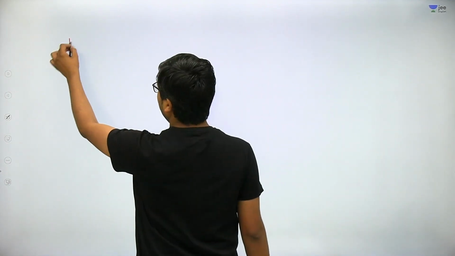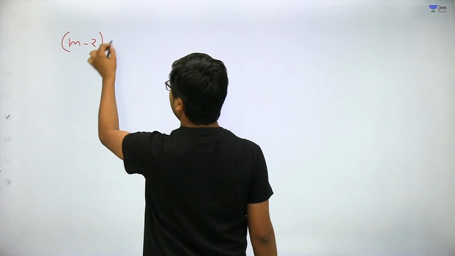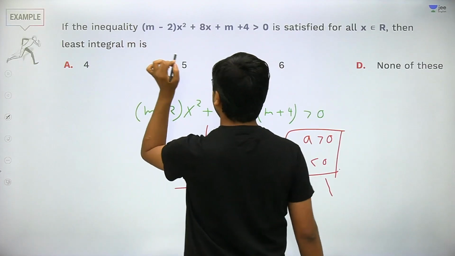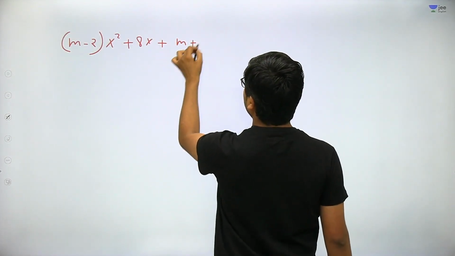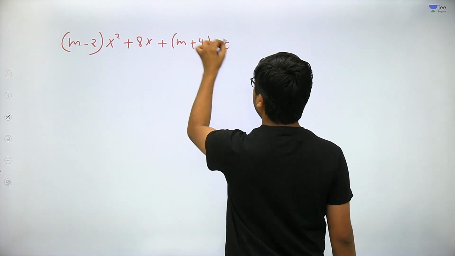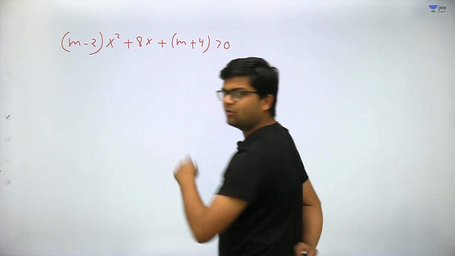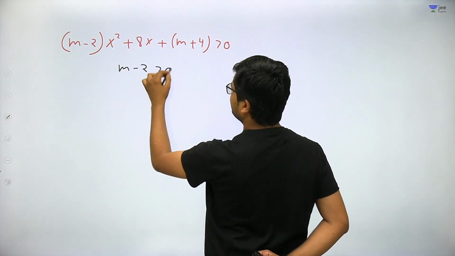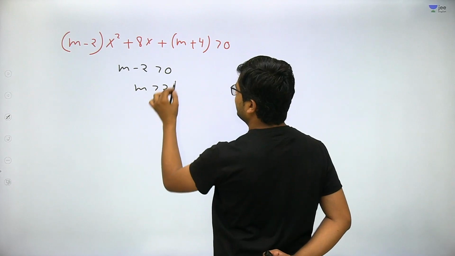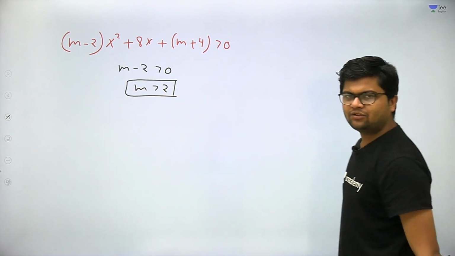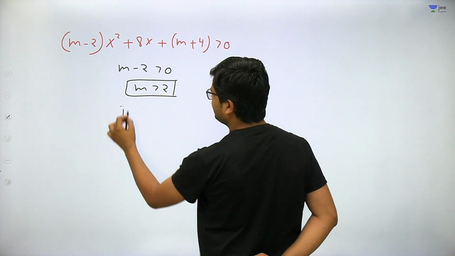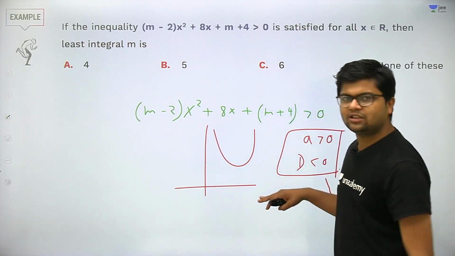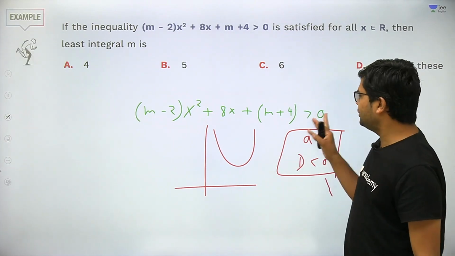So we are given a quadratic (m minus 2)x square plus 8x plus (m plus 4), it should be positive. Getting my point? Yes or no? Now first of all we should solve for A positive. Therefore m minus 2 should be positive and m should be greater than 2. That is the solution number 1. After this we need to solve D should be less than 0. It cannot be equal because the graph is strictly above for it to be positive.